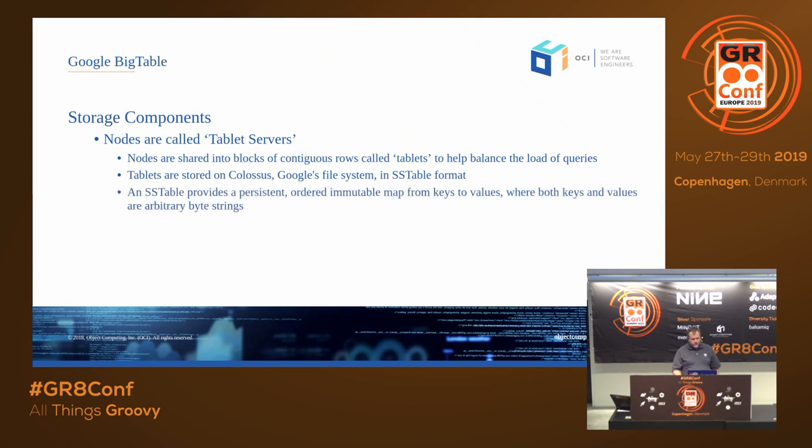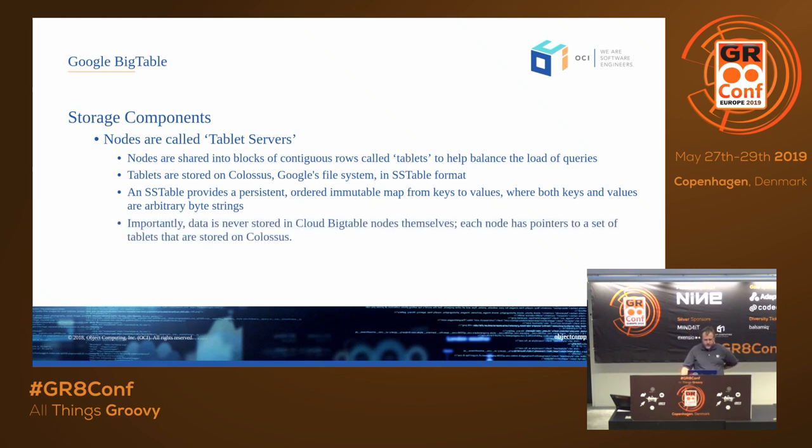And they're stored in a thing called SS table in Colossus, which is Google's basically giant file system that backs everything. And you get basically an immutable map of keys and values. And they're stored as arbitrary byte strings, right? So everything you pull out of BigTable is going to be an array of bytes. So it's up to you to figure out what to do with those bytes, if you need some knowledge of how they got there and what they were.